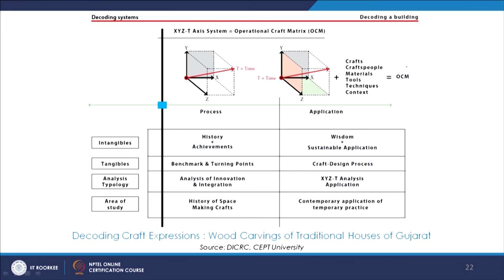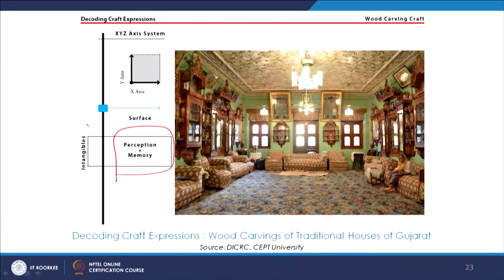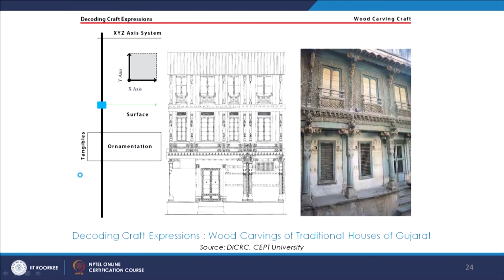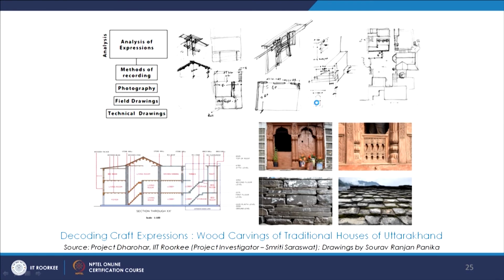Another one, where the process and application is also discussed, and there is also a discussion on the craft, craft persons, materials, tools, techniques, and the entire context. So we discussed this operational craft matrix as well, and we saw some examples which were analyzed through the matrix that has been designed. So in terms of intangibles, how we decode a certain space or interior architecture, and then how we map the tangibles like ornamentation, like in this case we saw in the previous modules.